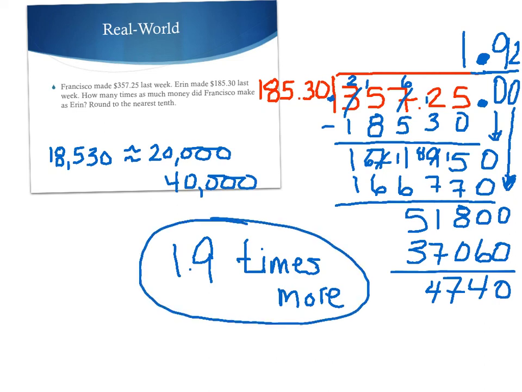And roughly when you look at it, is 357 a little more, about 2 times as much as 185? Yeah. So I know then that my answer is acceptable. This concludes the lesson on dividing decimals by decimals.